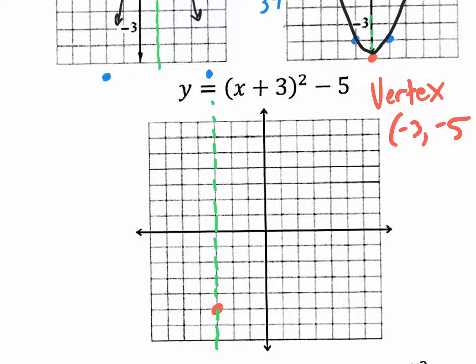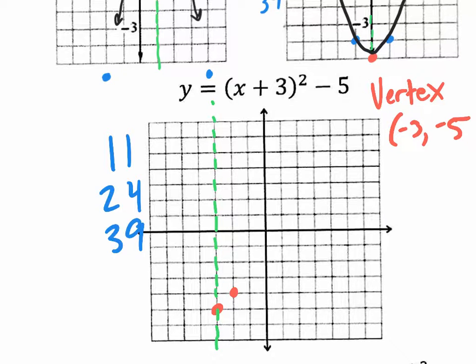Now we need some more points. Could I use the pattern? 1, 1, 2, 4, 3, 9. Does this open up or down? Up. So 1 over from the vertex, I'm going to the right 1, up 1. There it is. Going back to the vertex, to the right 2, up 4. And I'll be up here.